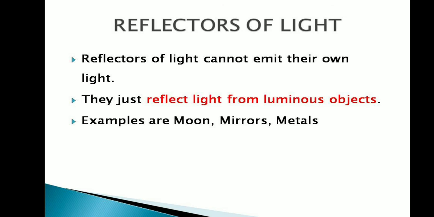Reflectors of light. Reflectors of light cannot emit their own light. They just reflect light from luminous objects. A few examples are moon, mirrors, metals.